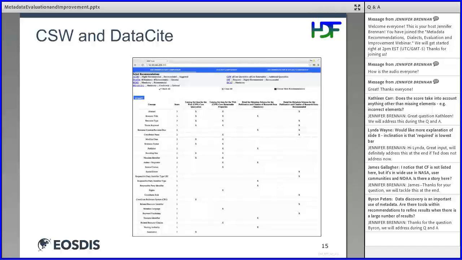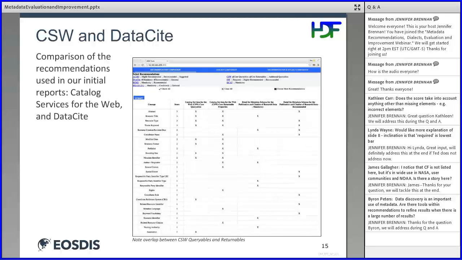This is a screenshot from one version of that tool. In this case, we're looking at catalog services for the web and DataCite. So the rows here are the concepts included in these two recommendations. The CSW recommendation has two elements, core queryables and core returnables. It's a little bit different than some of the others because things can actually overlap. In other words, a concept like title is something that people can query on and also something that gets returned. So there's overlap between these two parts of this recommendation. DataCite, the home of DOIs, is a more traditional situation, although there is also a little bit of overlap there, where we have the mandatory concepts and the recommended concepts.